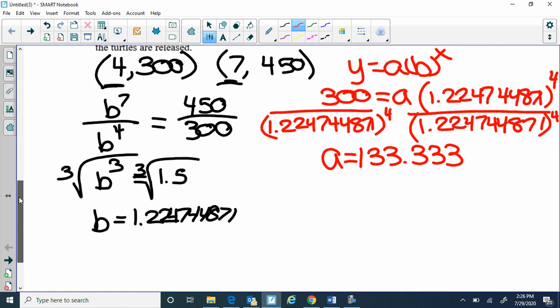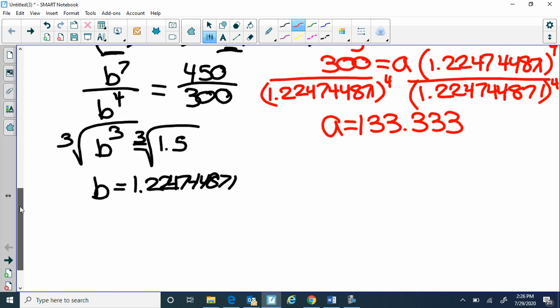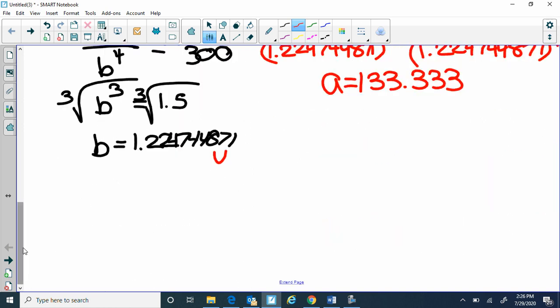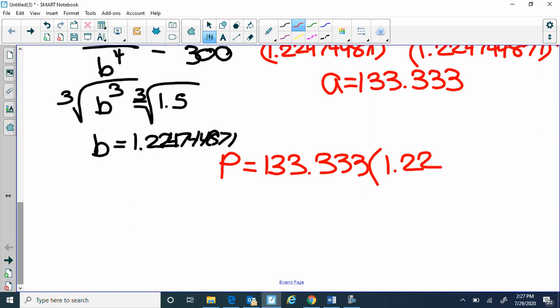So my formula will be, I think in this one we'll use P, oh yep, P for our population, sorry. So P equals 133.333 times 1.225 raised to the t will model my population.